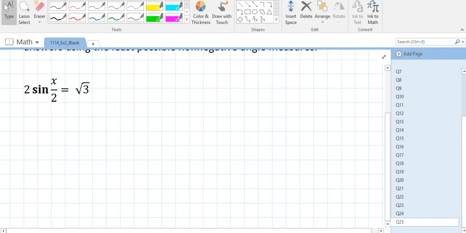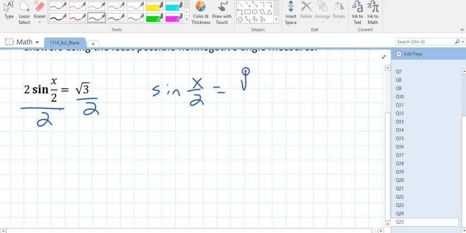Subtract the square root of 3 on the other side. Nope, don't have to do that. Divide by 2. Get the function by itself. Divide by 2. So sine x over 2 is equal to square root of 3 over 2.